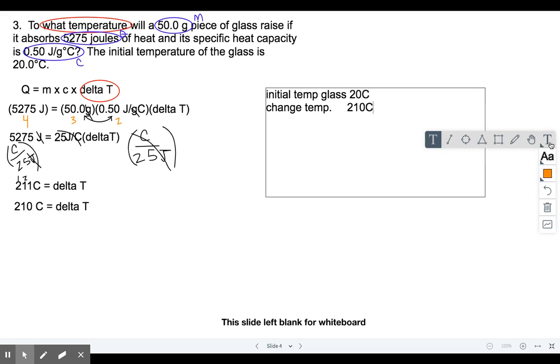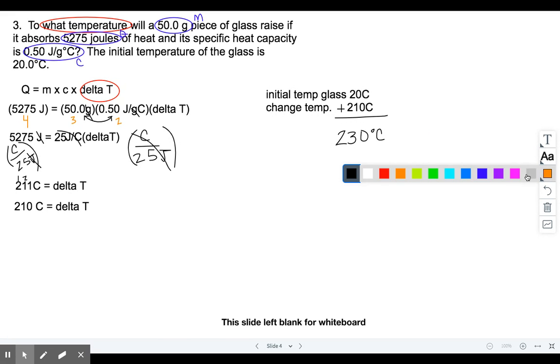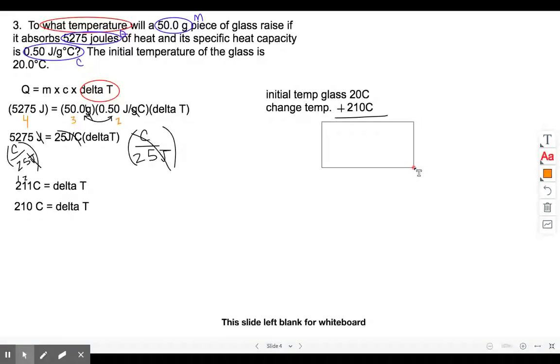So if something's going up, what math operation do I have to do? I need to add them together. Okay? So if I add them together, that gives me 230 degrees Celsius. And that's what temperature the glass is now. Now that glass is at 230 degrees Celsius after it absorbs all of this energy. And that right there is your final answer. So 230 degrees Celsius is the temperature your glass is now.